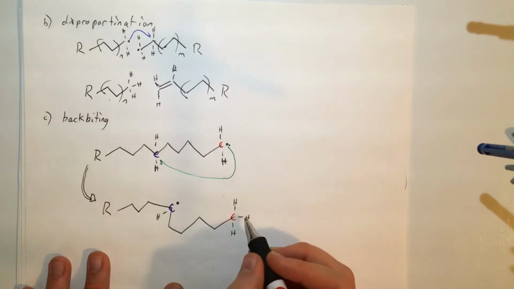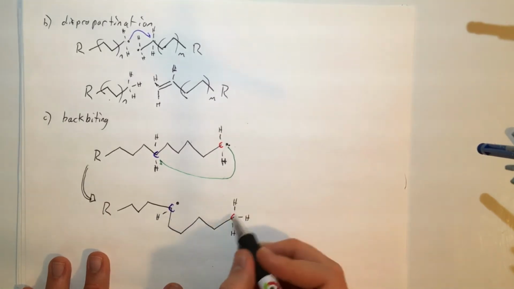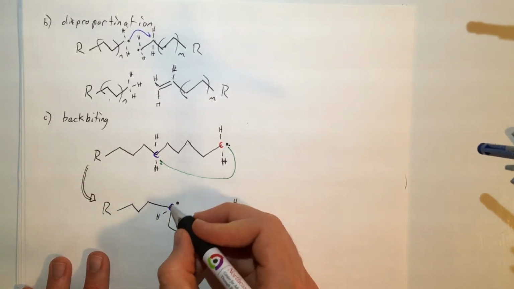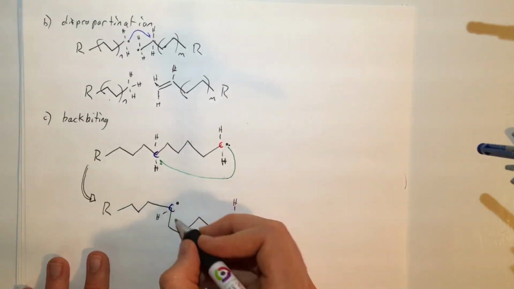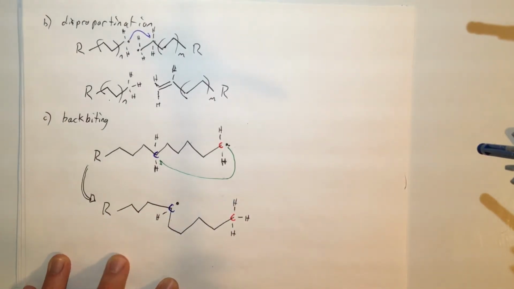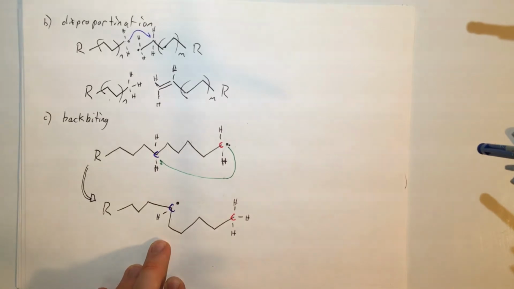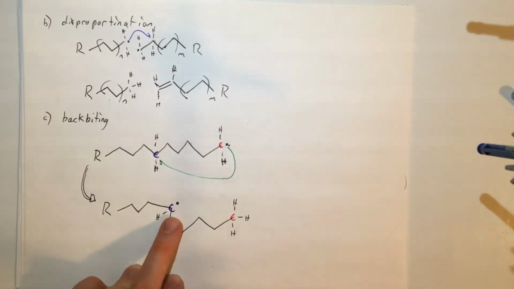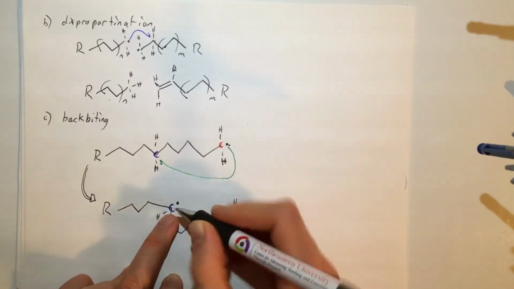So this end here gets capped off with a hydrogen. We have a free radical now in the middle of our chain. So what can happen? Well, we still have a free radical available here.